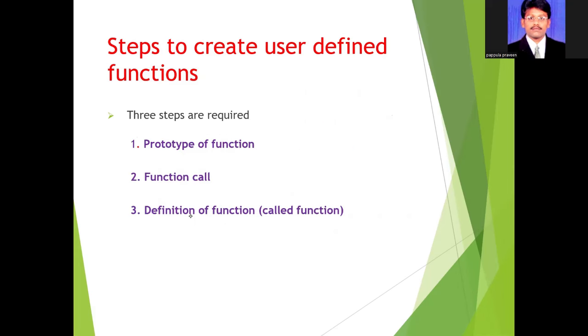Now, the steps to create user defined functions. Mainly, we have three steps. One is the prototype of the function. Second is the calling function or function call. And the third is the definition of the function or called function. See, the prototype is always written before the main, like this.